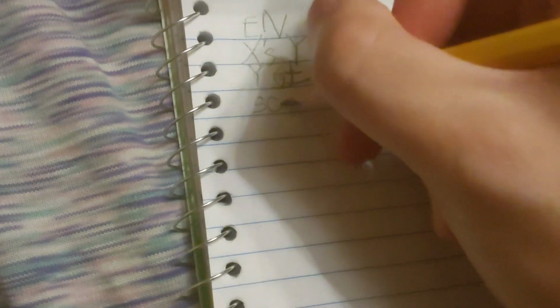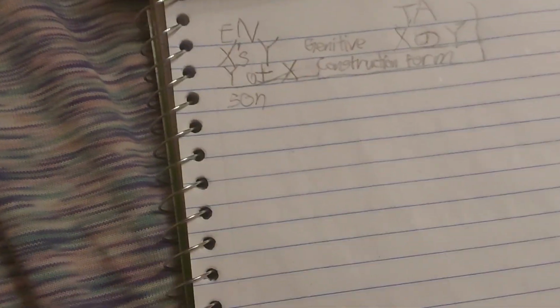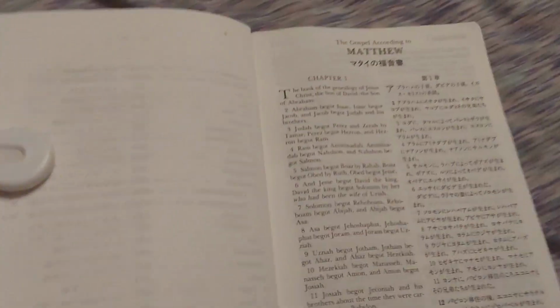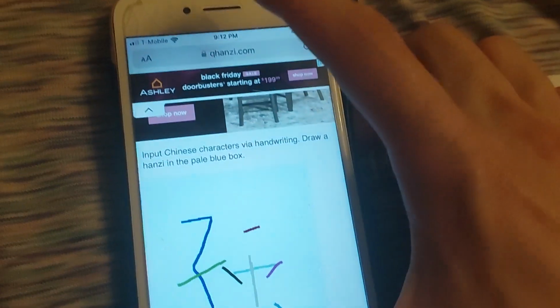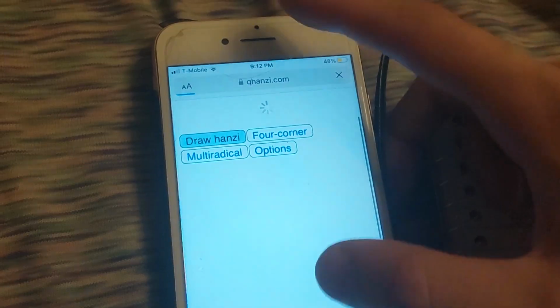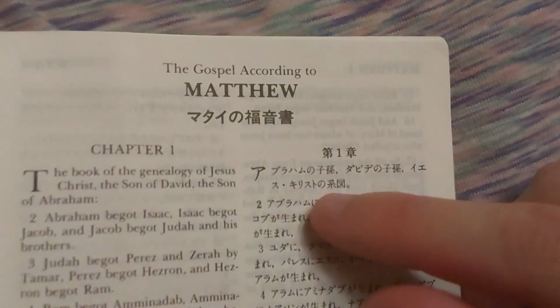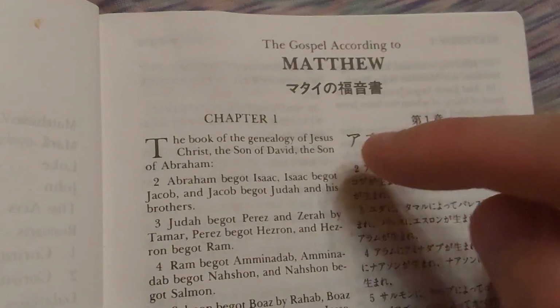Now I'll pause this so I can both write and look up the kanji involved. I've looked it up on this website that lets me look up Chinese characters or kanji by basically drawing them out, and on Wiktionary, and it turns out this word meaning son or descendant here is shison, and it's written like that. And this word at the end of verse 1 in the Japanese is pronounced keizu, and just means genealogy.